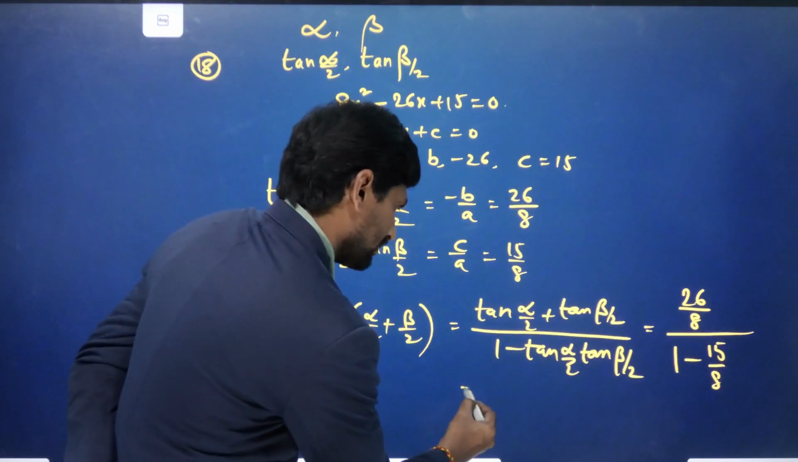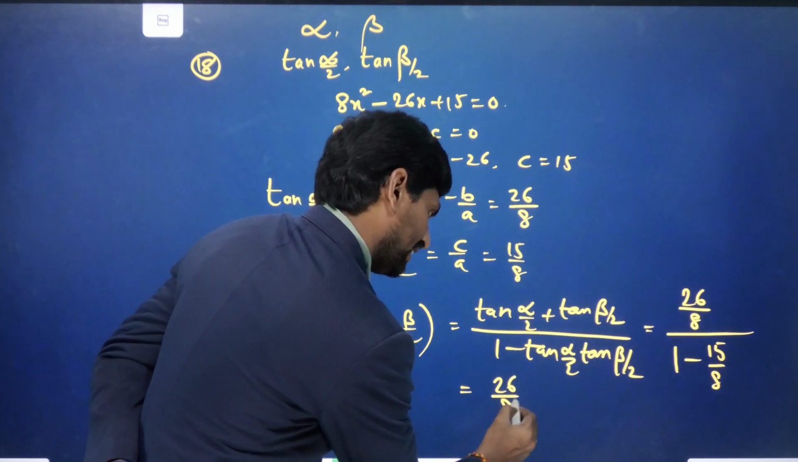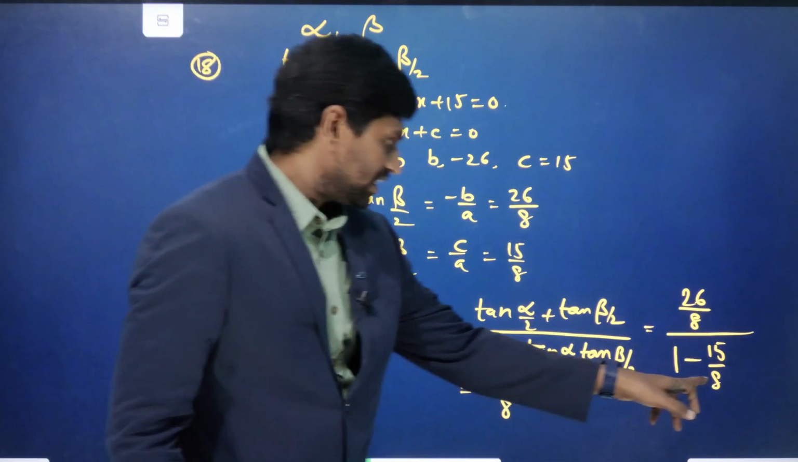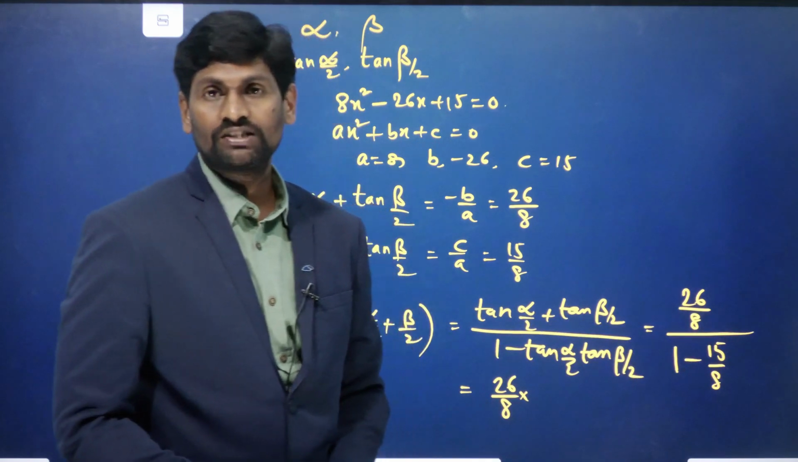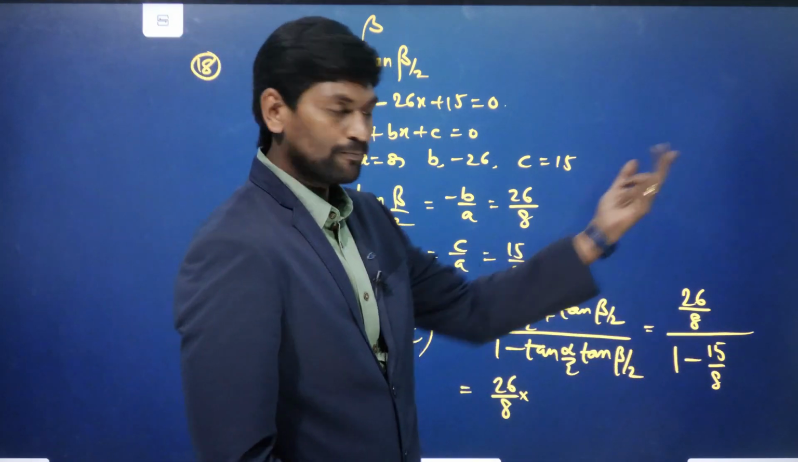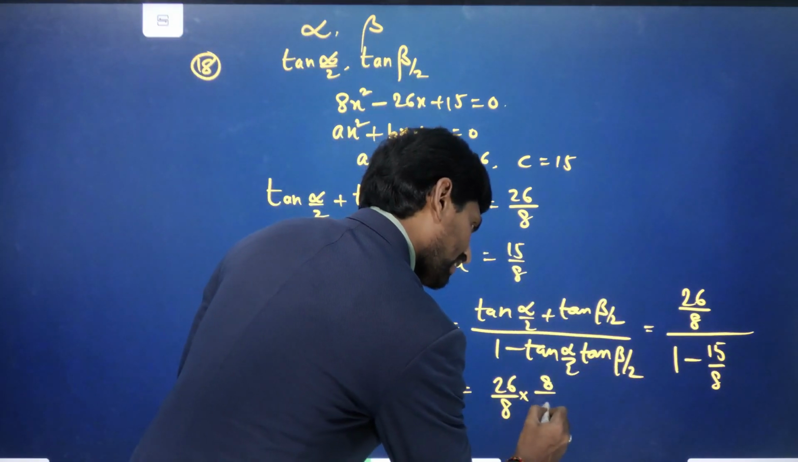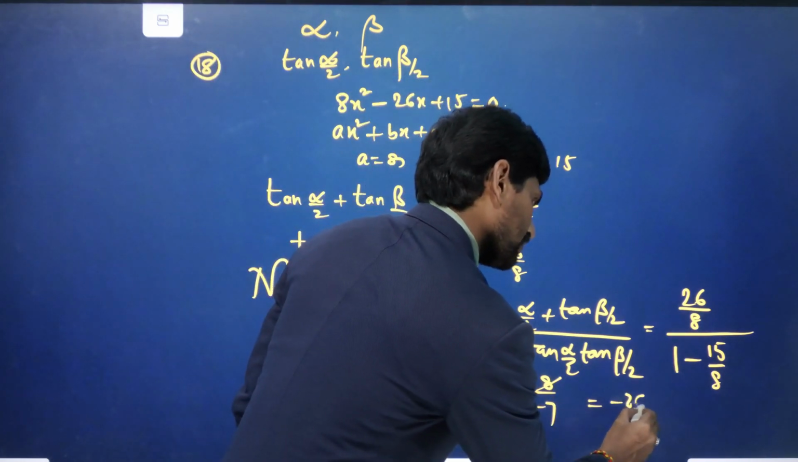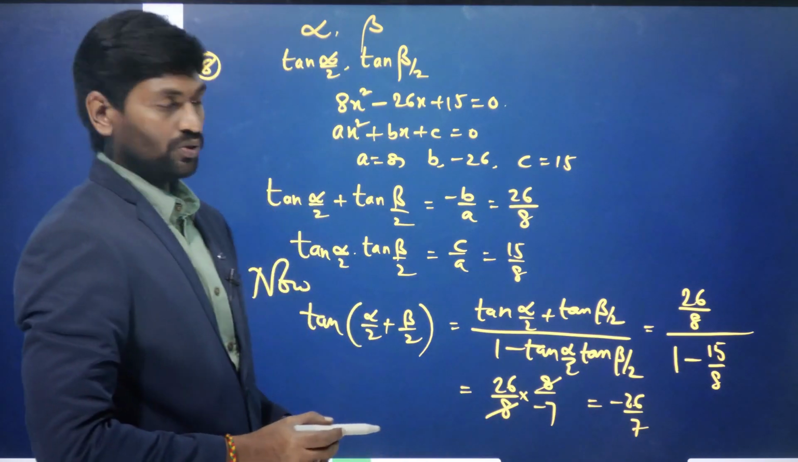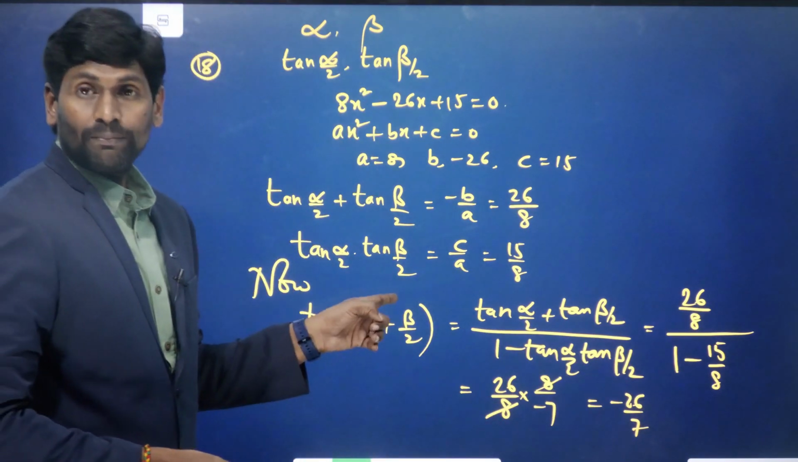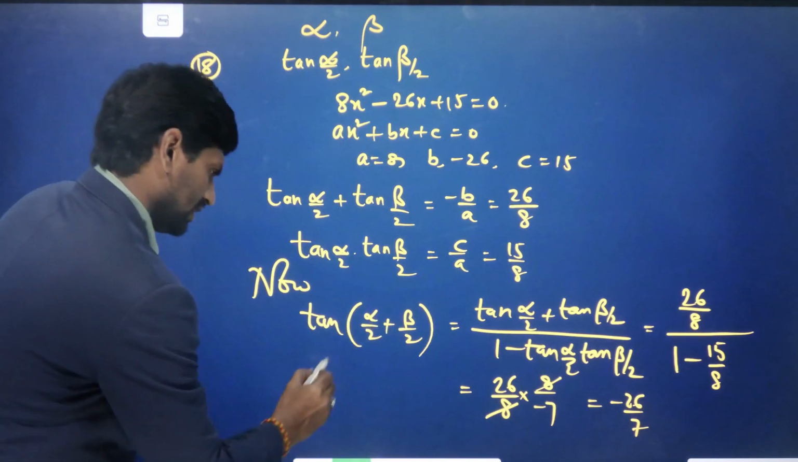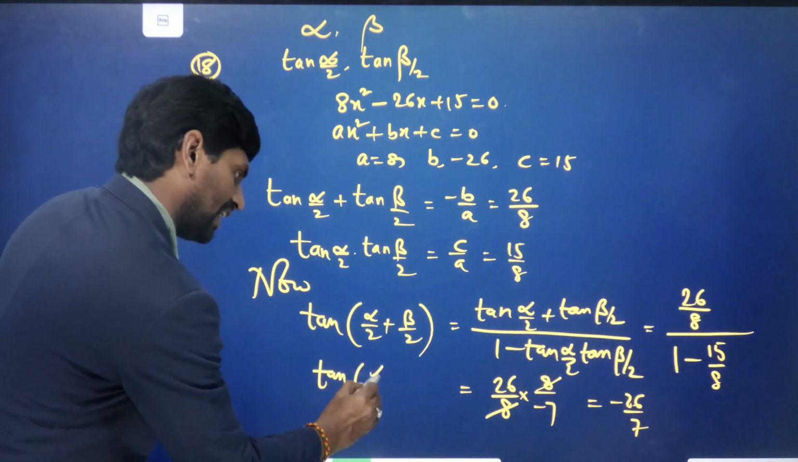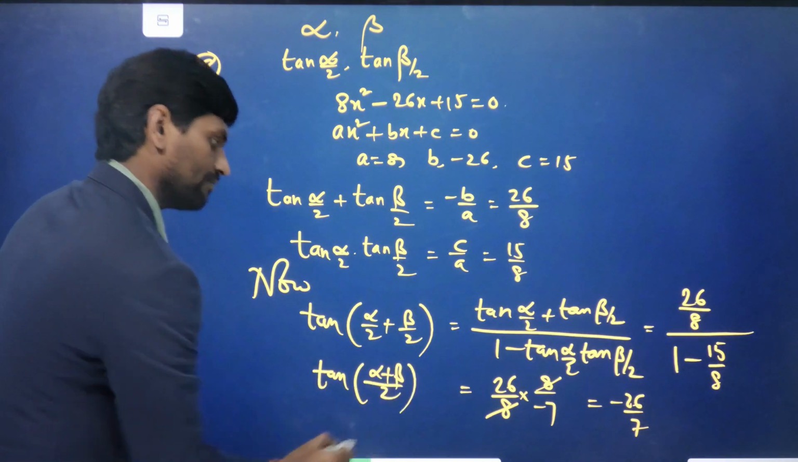Now this one, 26 by 8 into reciprocal. We can write, before that, 8 ones are 8, 8 minus 15 is minus 7 by 8. Minus 7 by 8 reciprocal is 8 by minus 7. So numerator and denominator cancel, we get the answer minus 26 by 7. This is only the value of tan (alpha by 2 plus beta by 2). This one we can also write as tan (alpha plus beta) whole by 2.